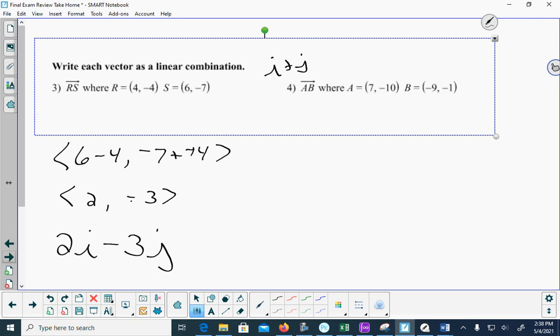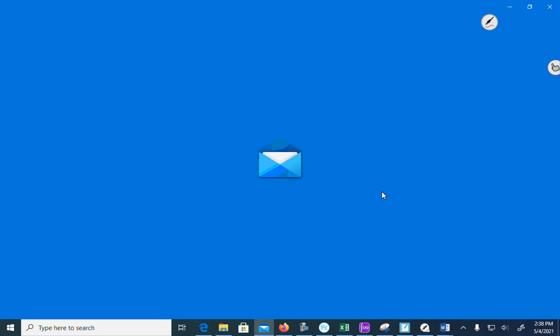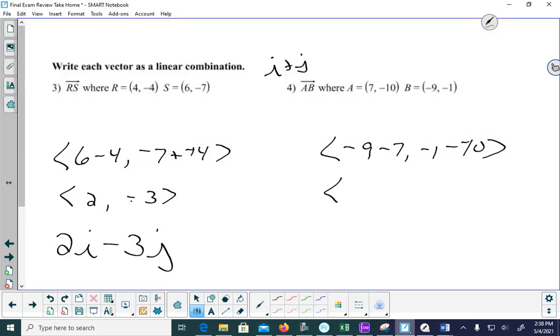Doing AB, I'm going to do -9 minus 7, -1 minus -10. So I'm going to have -16. Whoops, almost wrote the wrong thing. And then this will be +9. Now writing it as a linear combination, this is going to be -16i plus 9j. Notice that there's no brackets, there's no comma. It's like you're adding or subtracting, and that's the proper form for a linear combination.